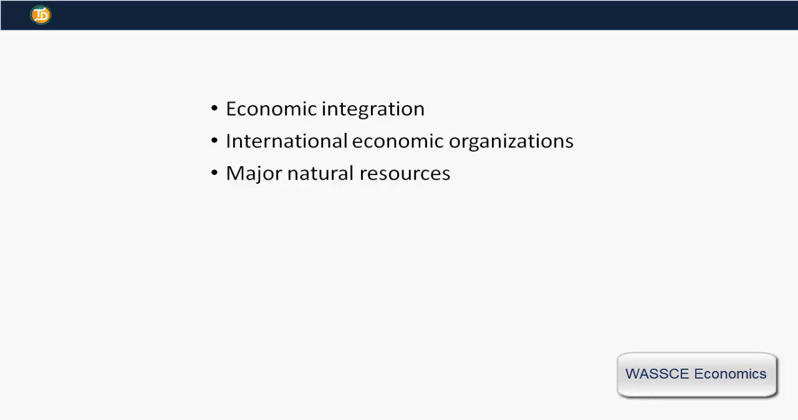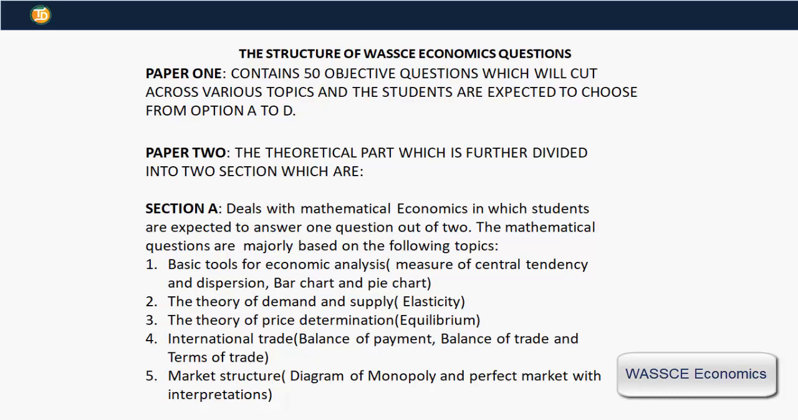When a student is to sit for the exam, the student will be served two papers. The structure of how the WASSCE economics questions look is divided into two papers. We have paper 1 and paper 2. Paper 1 contains 50 objective questions which cut across various topics, and the students are expected to choose from option A to D. Paper 2 is the theoretical part, which is further divided into two sections, section A and section B.